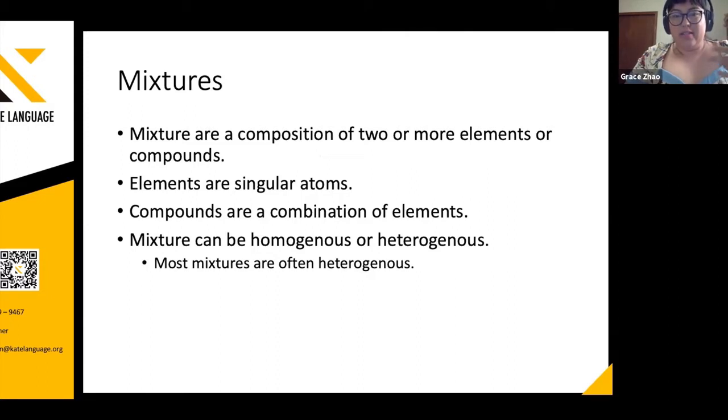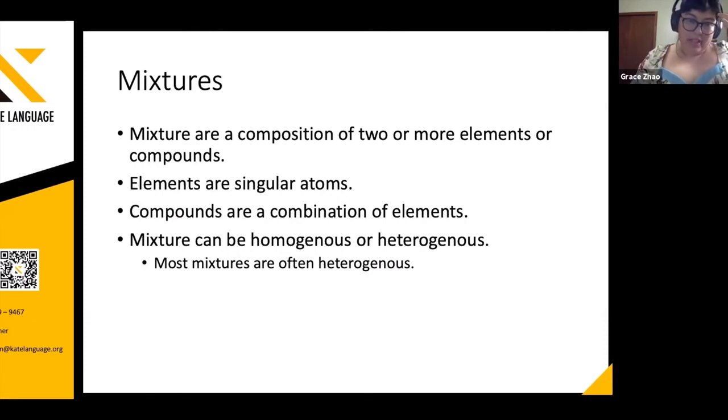In this case, it's two or more elements or compounds. So it's a bunch of things that are mixed together. Elements are singular atoms. So an example of an element that we've been seeing is carbon. Compounds are combinations of elements. So think H2O, carbon dioxide, carbon monoxide, sulfuric acid. That's something I like to talk about a lot.